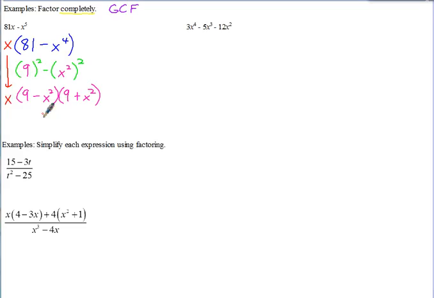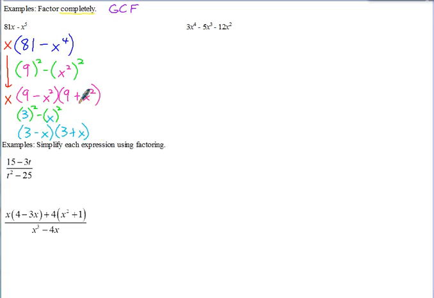And then you want to look and see if either one of these can factor further. Well, you'll notice that 9 minus x squared is another difference of perfect squares. You figure out what square gives you each of those. Let's see, what square gives you 9? That's 3. And what square gives you x squared? That's x. So in a similar fashion, since the 3 is first, I would factor into 3 minus x and 3 plus x.